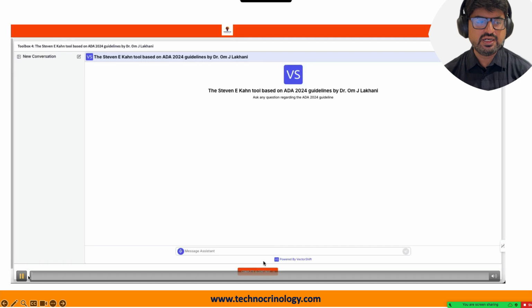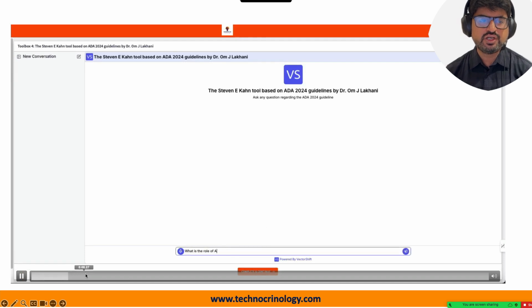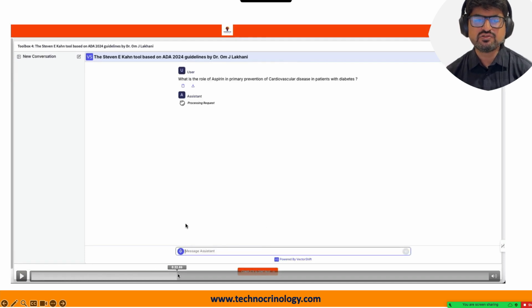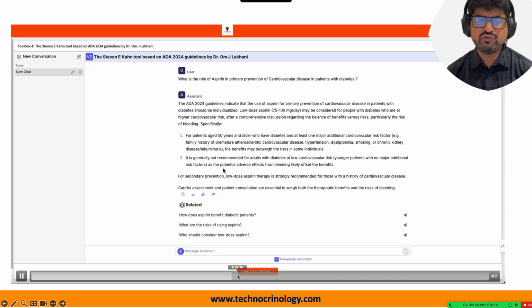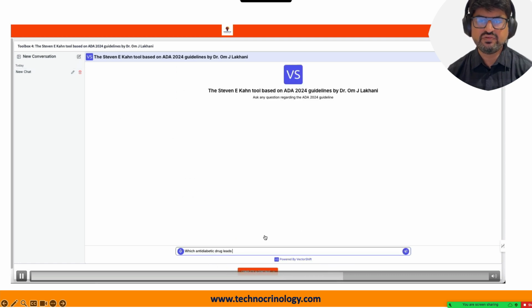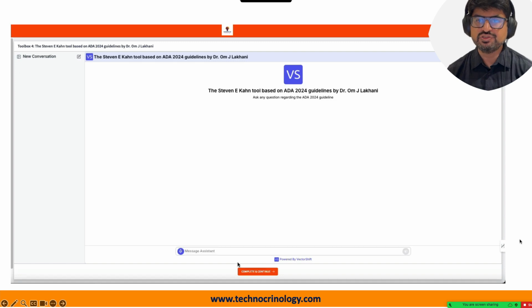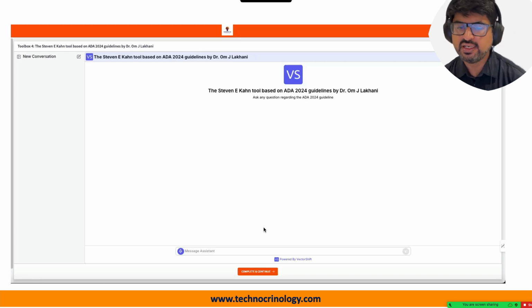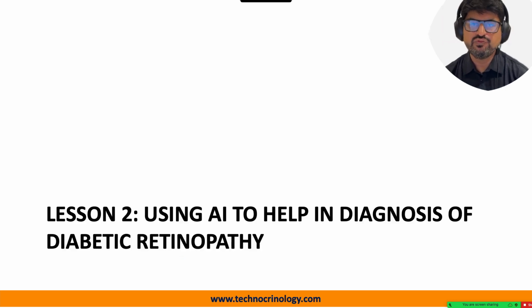So here is the tool, again on the Technocranology platform. Here you can ask a question, and it will answer it based on the ADA 2024 guideline. So this is how it basically works. A very simple tool, and easy to use. You can try it out, and tell me about any bugs you find. Like I said, it's still an early version.